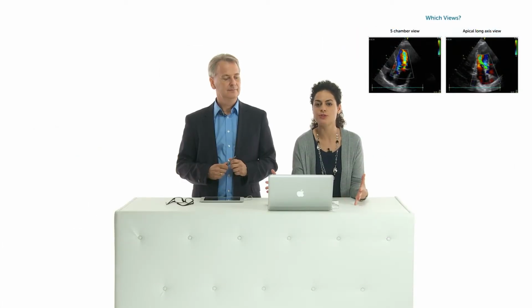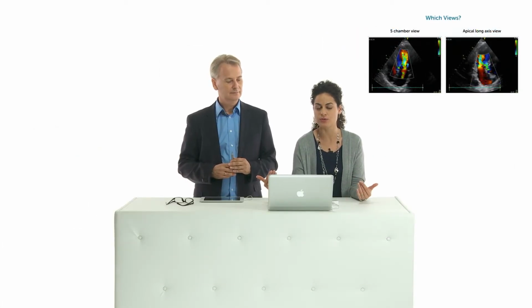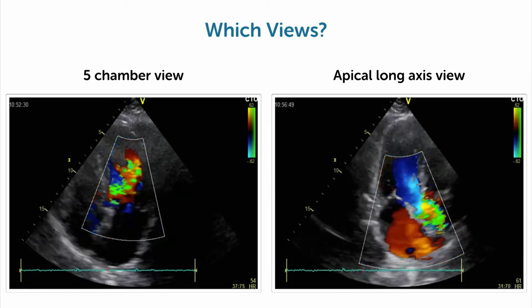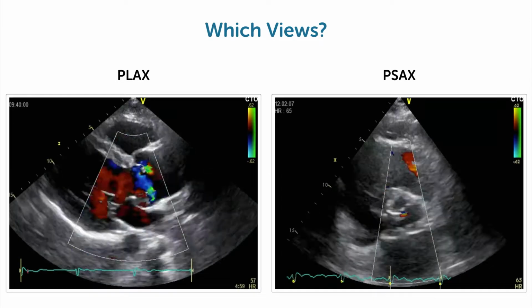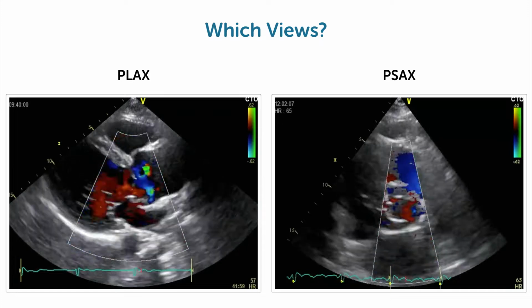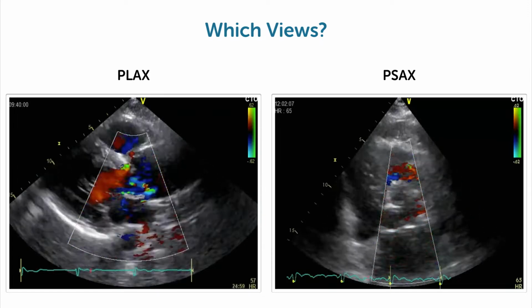So which views then are useful to assess AR? Well, the ones which show the aortic valve. So we will use the 5-chamber view, the apical long axis view, so the 3-chamber, the parasternal long axis view, and the short axis view.